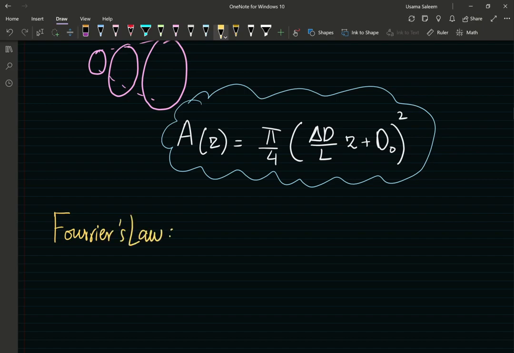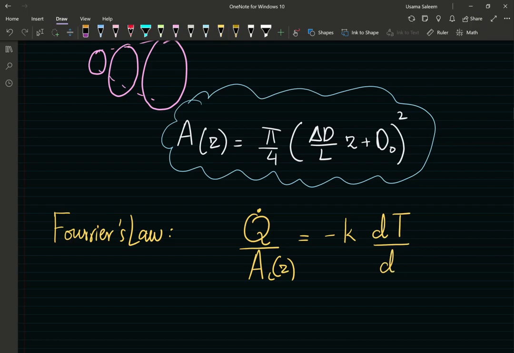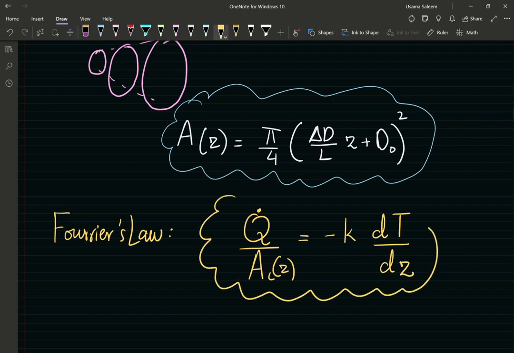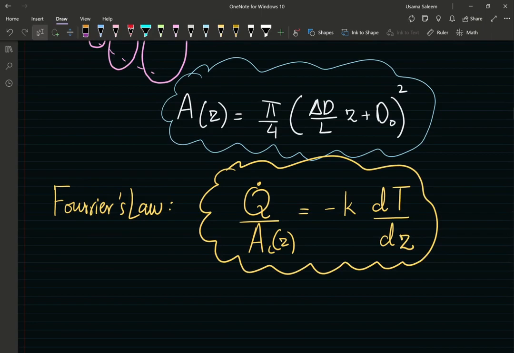Good. And Fourier's law is going to tell me that the total heat transfer rate, Q dot, in watts, divided by the cross-sectional area, the cross-sectional area being a function of z, is going to be equal to the negative k dT dz, along the axial length. So that's my governing equation, the equation that's describing the heat transfer phenomena. But okay, let's see if I can integrate this.